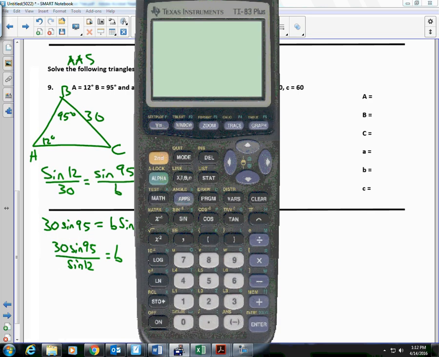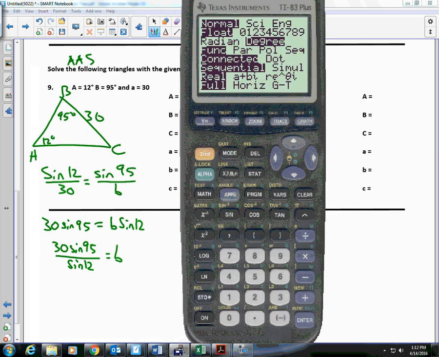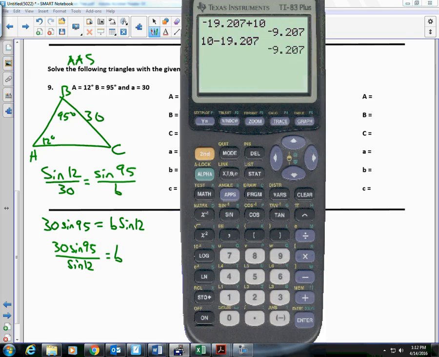Should my calculator be in degrees or radians? Degrees. Mine is probably in radians. No, it's in degrees. So 30 sine of 95. I have to close my parenthesis, very important. Divided by the sine of 12. Now I get 143.74. Seems like a big number, doesn't it?